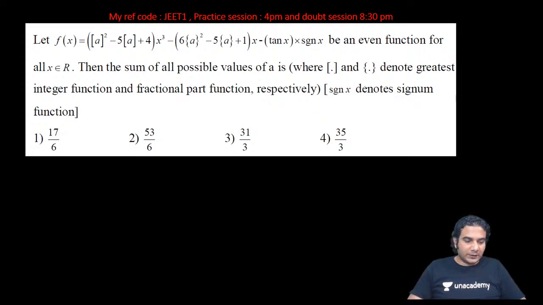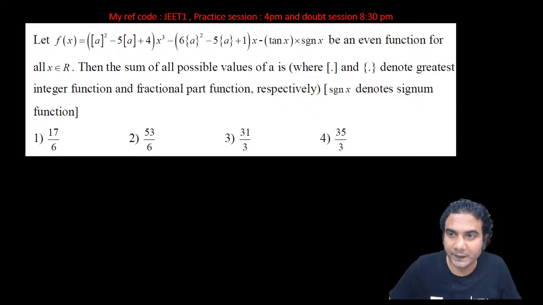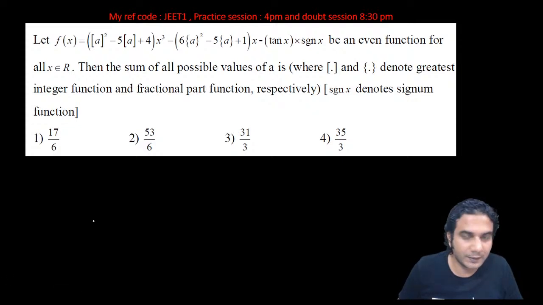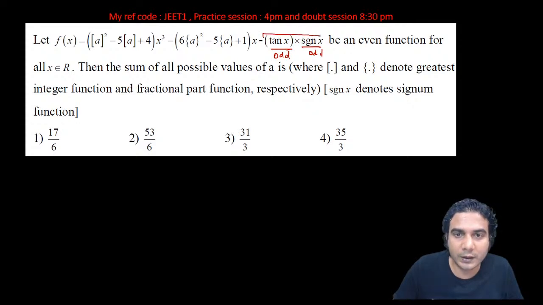Alright, so let's begin the solution of this problem. This signum function is an odd function, and this is also an odd function. So odd into odd is even. So overall this function is an even function. This is an odd function and this is an odd function, right?